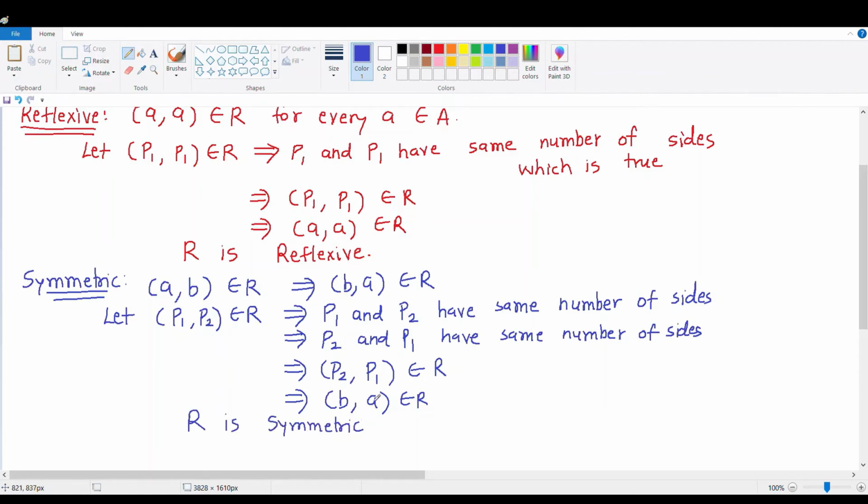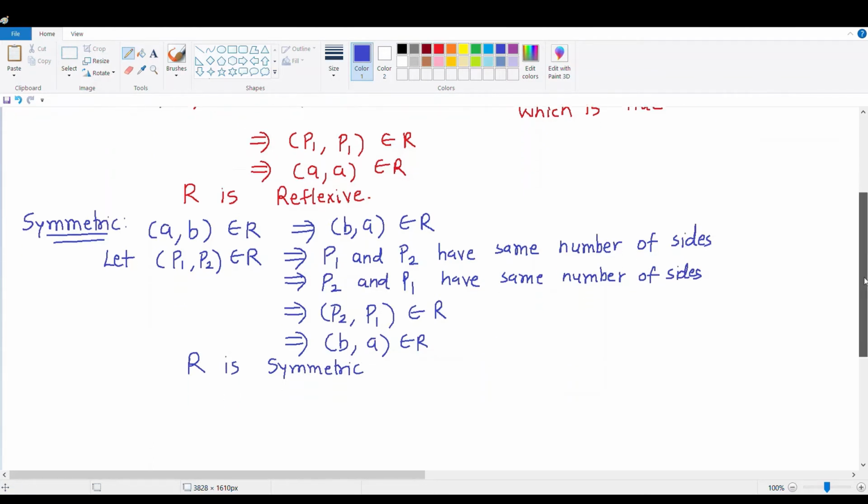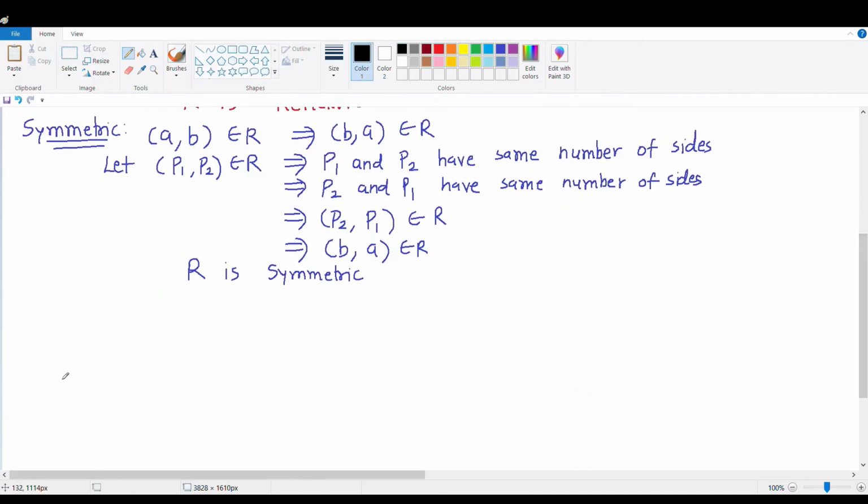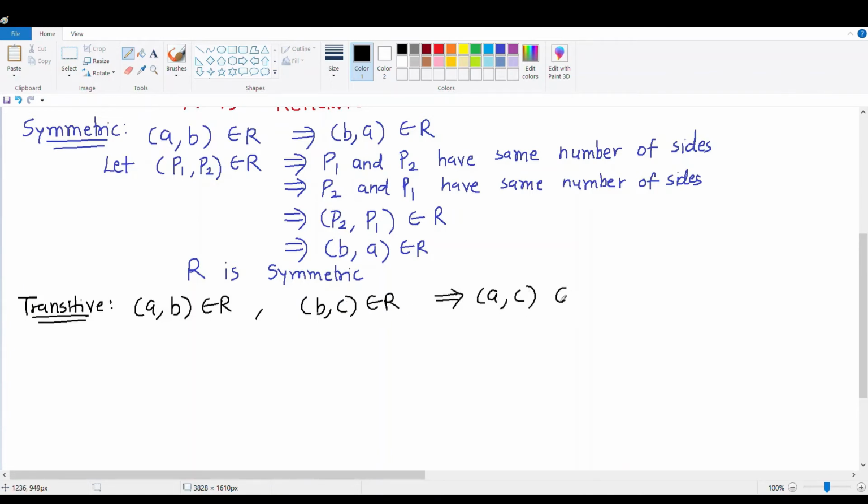So R is symmetric. Now we are going to start working on transitive. Now definition of transitive is what? That if you got AB belongs to R and you got BC belongs to R, you must have AC belongs to R. So for this case, let P1 comma P2 belongs to R and P2 comma P3 belongs to R.